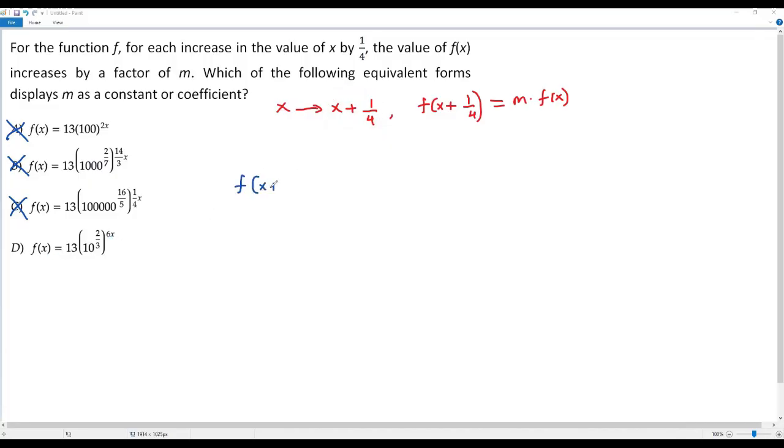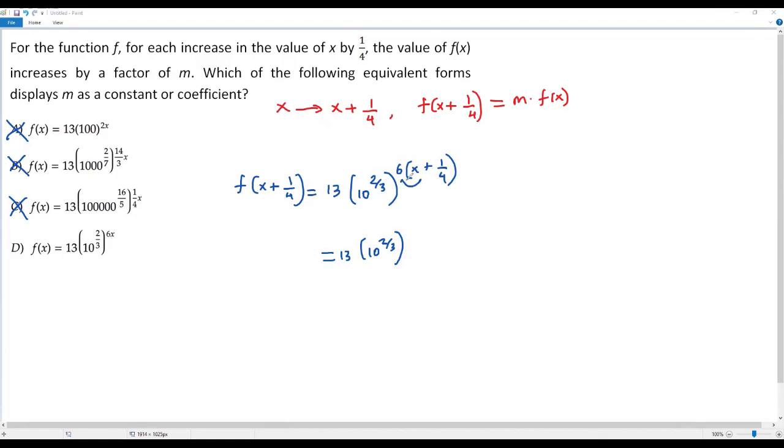That is, f of x positive 1/4 equals 13 times 10 to the power of 2 over 3 to the power of 6 times x positive 1/4. Okay, here 13 times 10 to the power of 2 over 3.